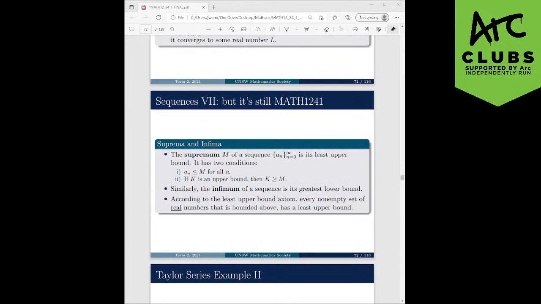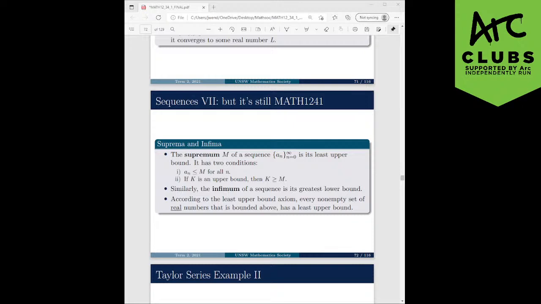Now supremum and infimum, also 1241, but keep listening. It's really great. So the supremum M of a sequence is a sequence's least upper bound. So upper bound, it's all those numbers that are greater than or equal to the elements of your sequence. But the smallest of those numbers becomes your supremum. Infimum, similarly, there's a bunch of numbers that are less than or equal to the elements of your sequence, but there's this particular one that's the biggest out of those numbers.